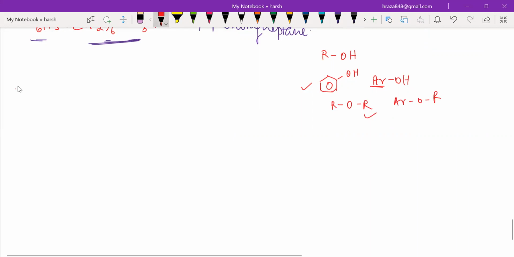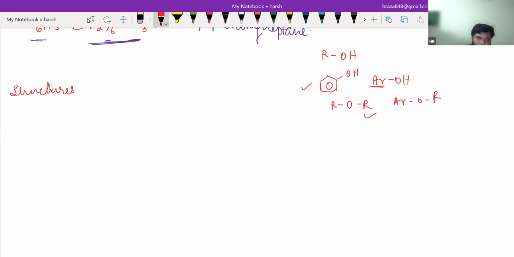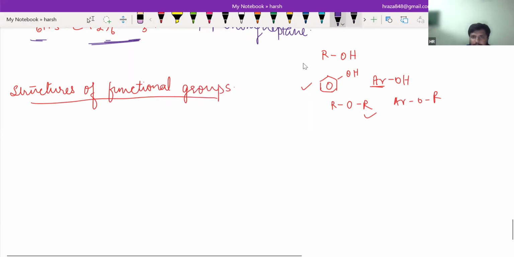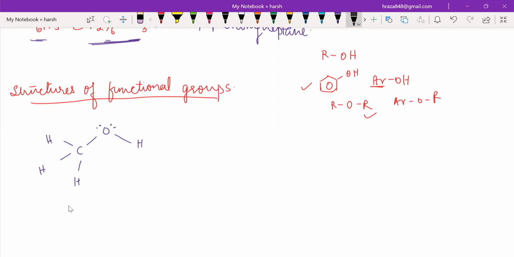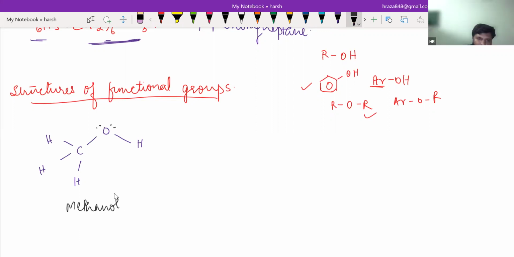Now we are going to see the structure of functional groups. In this, we have 3 functional groups: alcohol, phenol, and ether. So I'm going to show you the structure of methanol. Methanol has the formula CH3OH, right? And you also know that oxygen has 2 lone pairs. This is methanol. I'm going to write the structure of methanol, and this angle is 108.9 degrees.